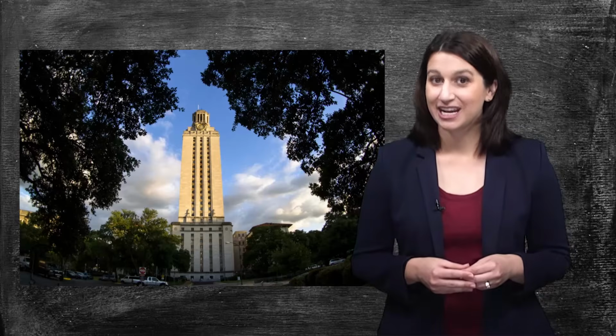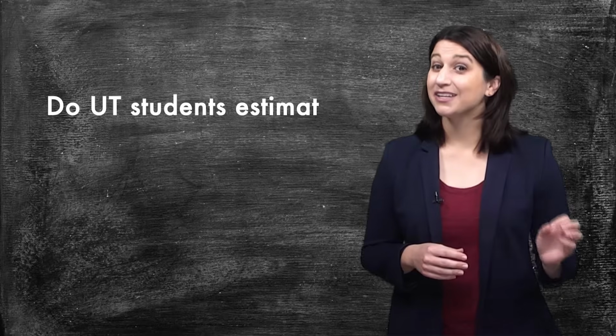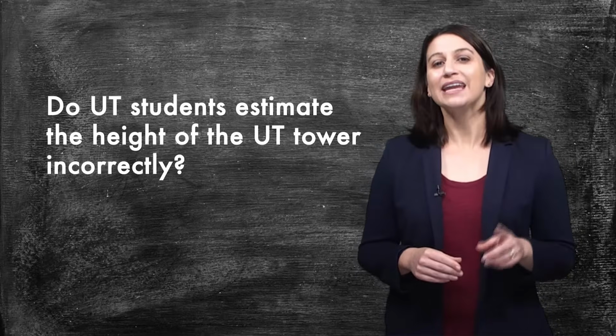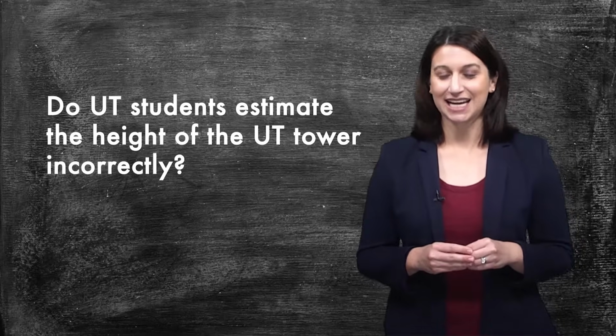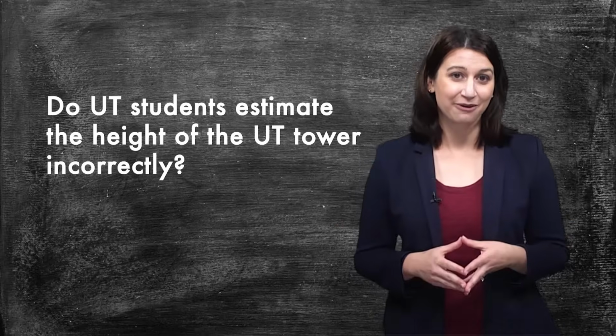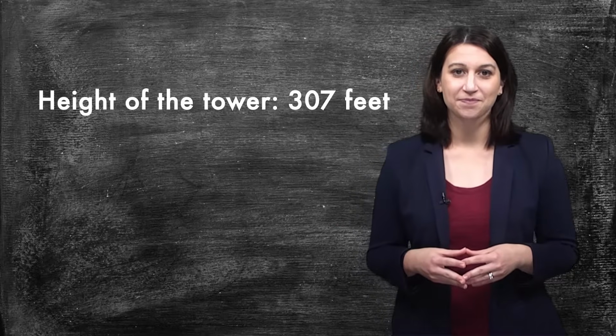Let's revisit the question I asked in our confidence interval video. Do students at UT incorrectly estimate the height of the UT Tower? Now, I have a piece of information I didn't actually share last time. I do know the correct height of the UT Tower. The tower is actually 307 feet tall.